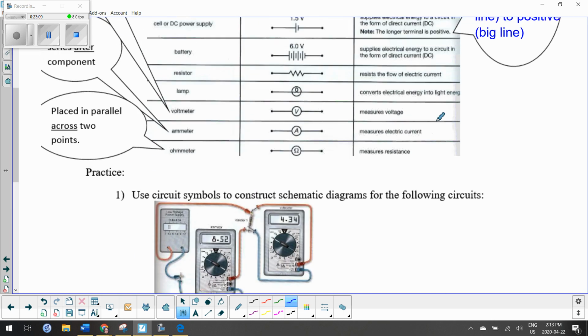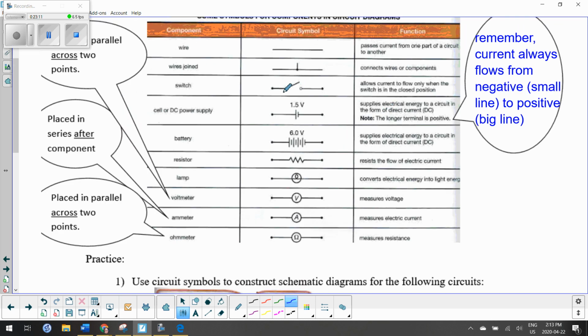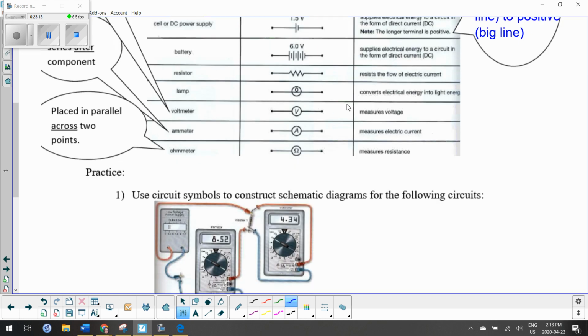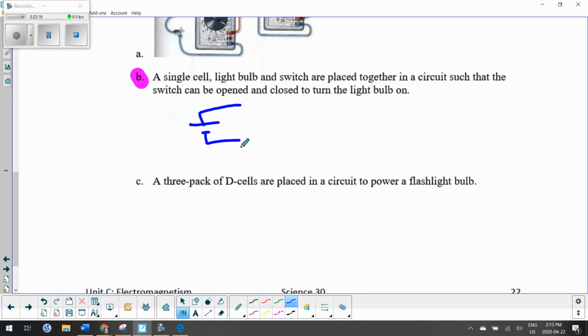Now if I look back up here, a switch is represented by circles that are open. I also know, and this is a lot of information, that this is the negative terminal, so electrons are going to flow this way. They're not going to flow this way, and this is important because if you don't draw it right, then it's wrong. So this is representing my switch, and then you're going to have your light bulb.